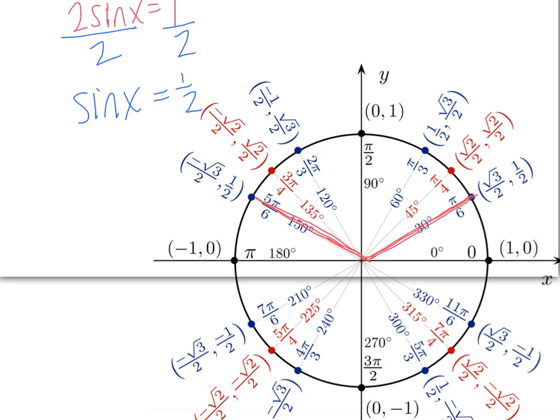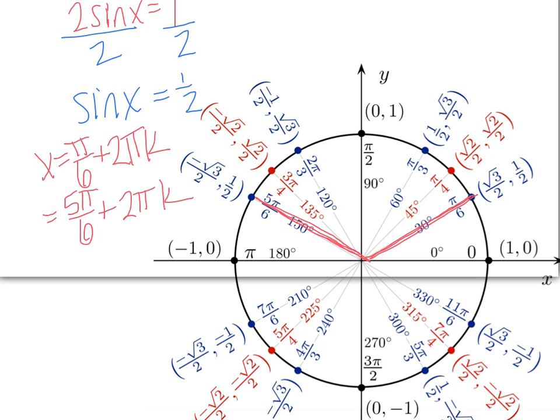Okay, we have to write these as all solutions. So when I write pi over 6, I'm also going to add on how often it repeats, every 2 pi k. And then my other answer is going to be 5 pi over 6, and it repeats every 2 pi k. And then you're done. Okay, try solving this one. It's just like the first one.